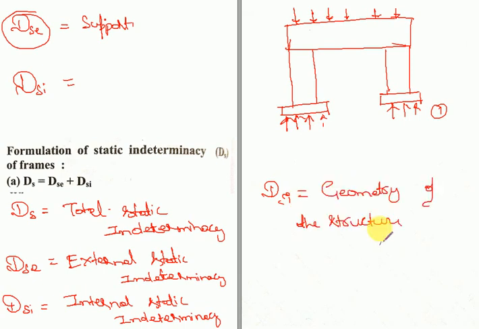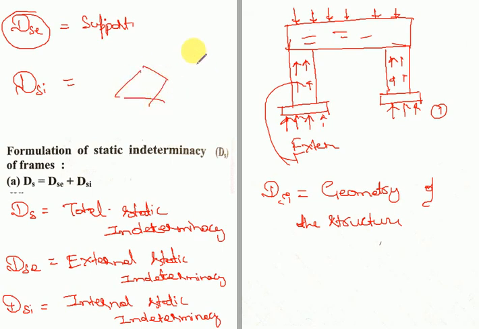When coming into the internal static indeterminacy, DSI, internal static indeterminacy, is completely dependent upon the geometry of the structure, because the structure has certain geometry which has to be prevented against any type of movement. So the internal forces will be acting inside. So these are the external forces, and the internal forces will be acting inside the structure. It is completely based on the geometry of the structure. Structure's geometry is very important.